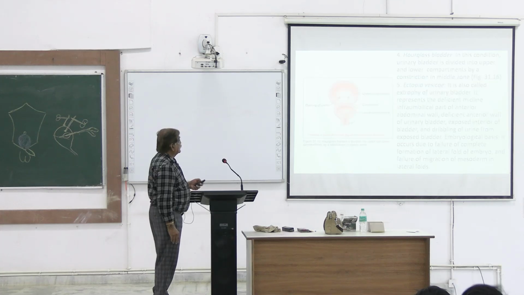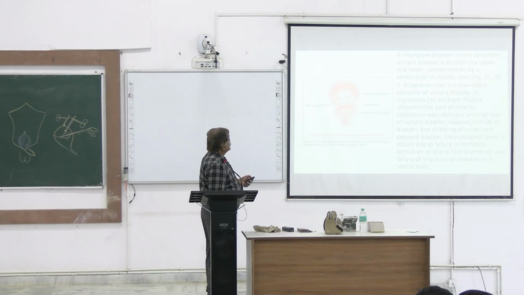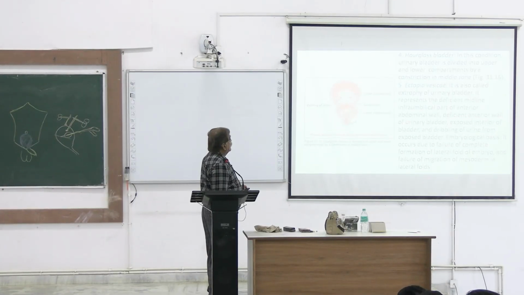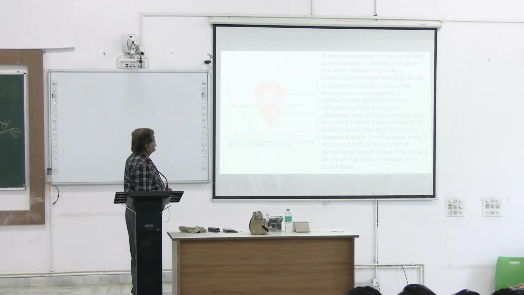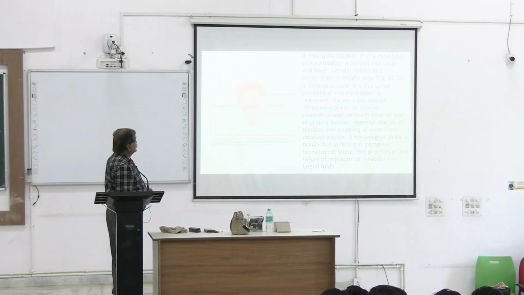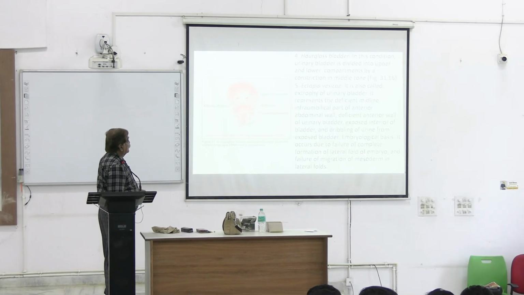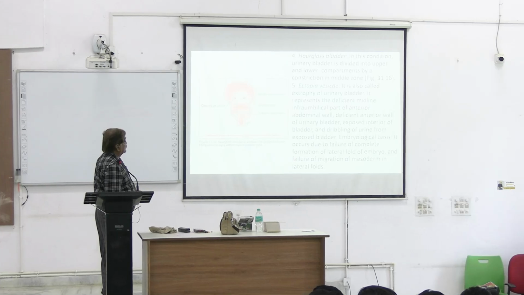This is hourglass bladder. In this condition, the urinary bladder is divided into upper and lower compartments by a constriction in the middle zone, like an hourglass. Now, ectopia vesicae, also called exstrophy of the urinary bladder. It represents a deficient midline umbilical part of the anterior abdominal wall, deficient anterior wall of the urinary bladder, exposed interior of the bladder, and dribbling of urine from the exposed bladder. Embryological basis: it occurs due to failure of complete formation of the lateral fold of the embryo and failure of migration of mesoderm in the lateral fold.